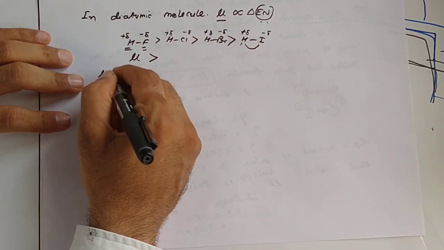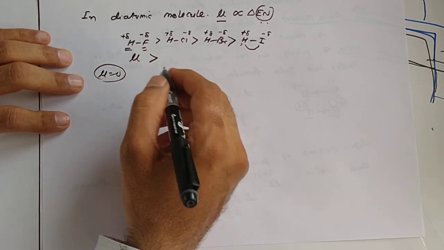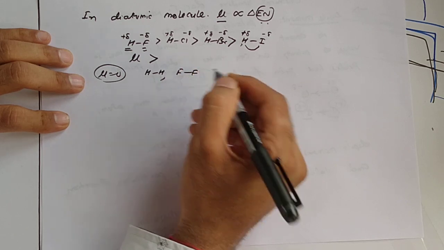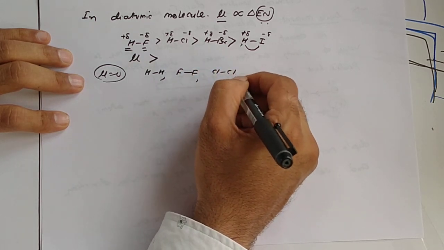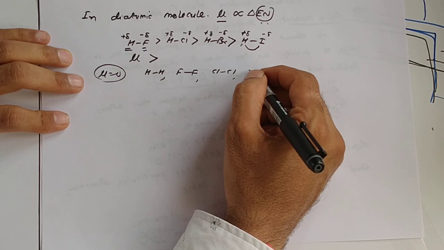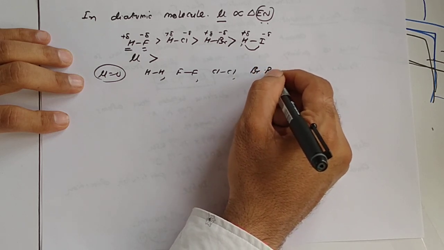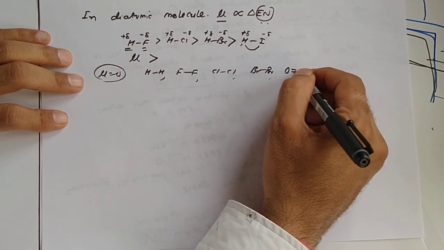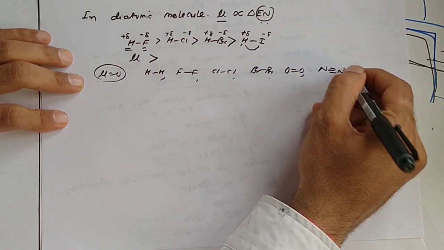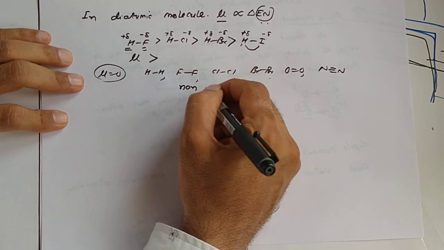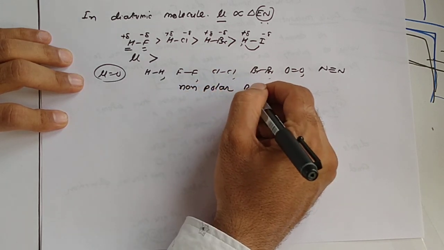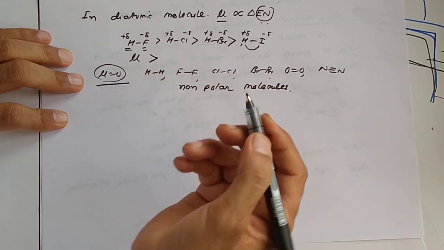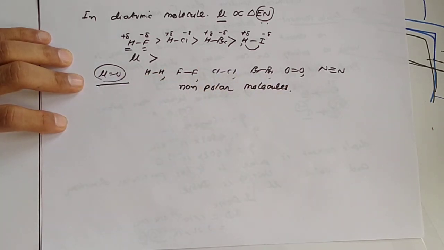Now sometimes mu is 0 in the case where both atoms are the same, otherwise the electronegativity of both atoms is the same, and that is called non-polar molecules. Non-polar molecules, and dipole moment is 0.